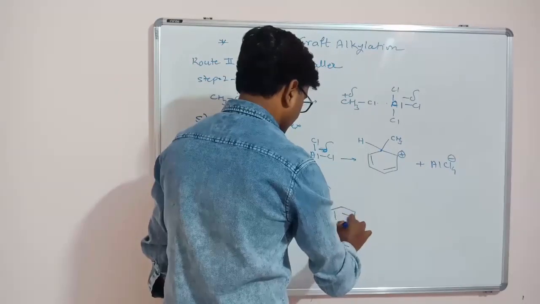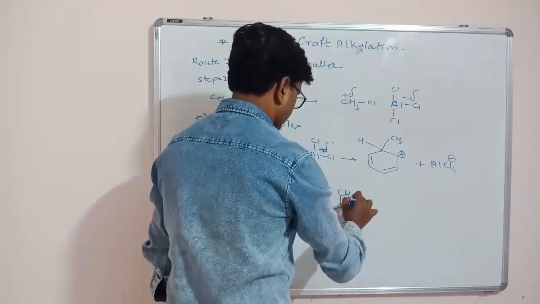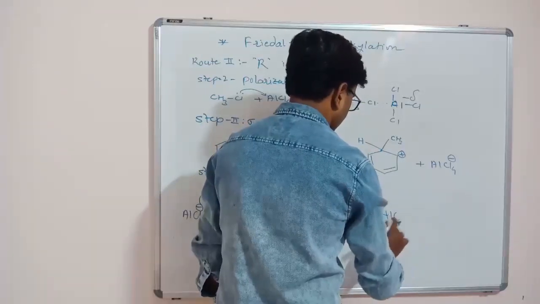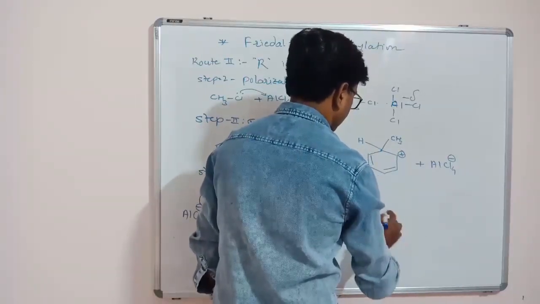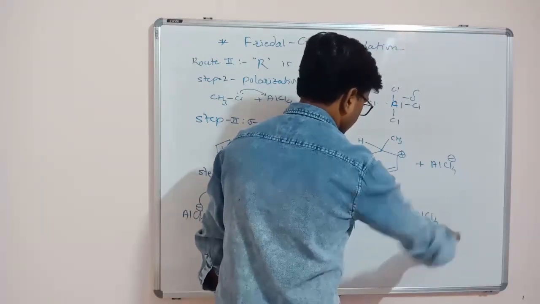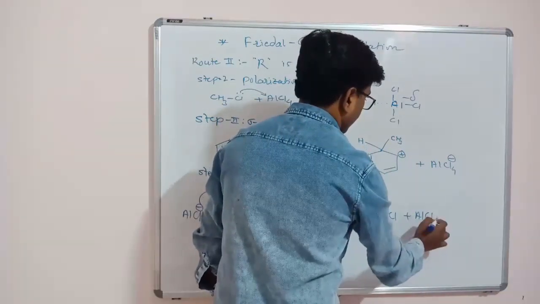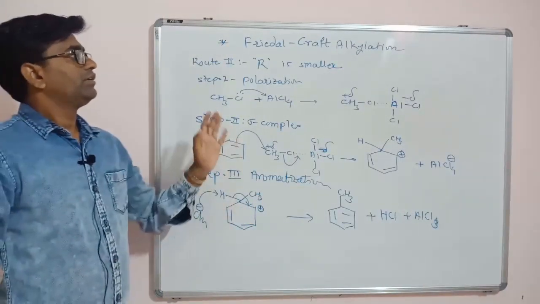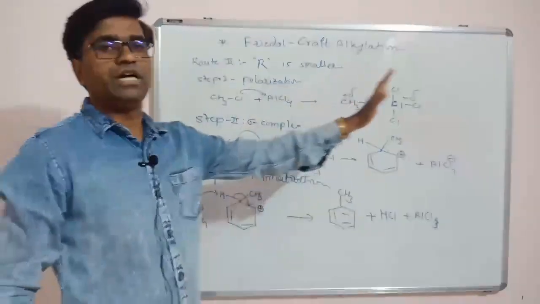The name of this product is toluene, and byproducts are HCl plus AlCl3. So these are the products. So this is the mechanism for Friedel-Crafts alkylation.